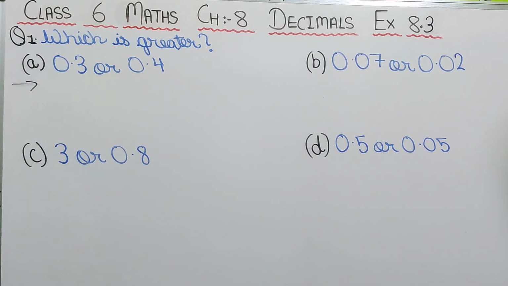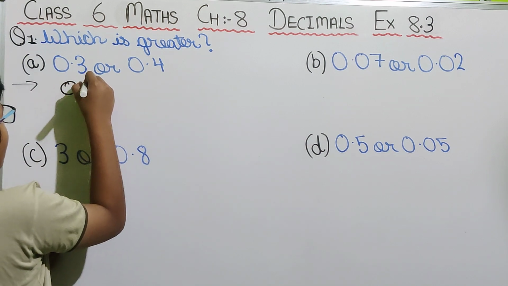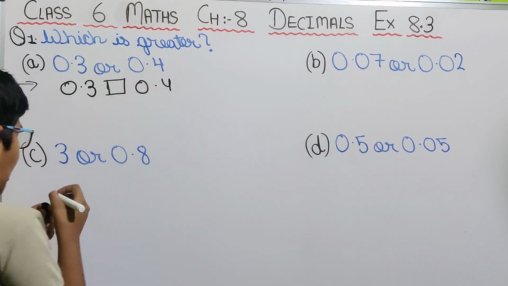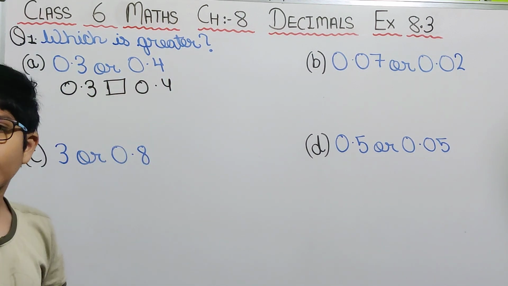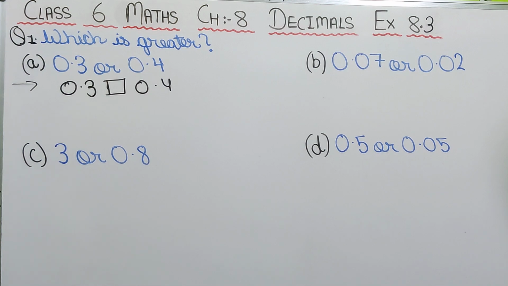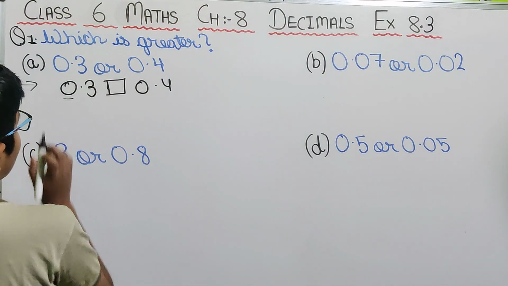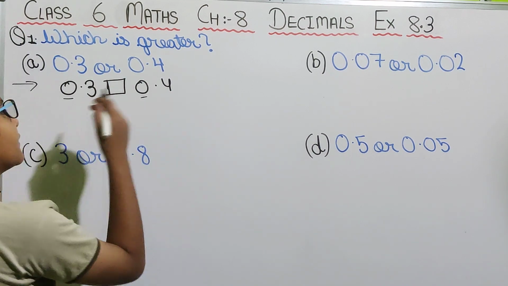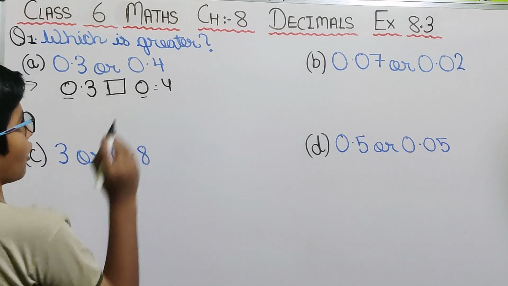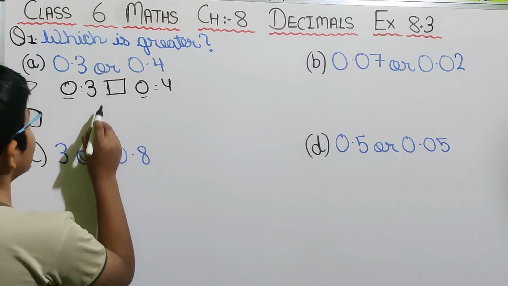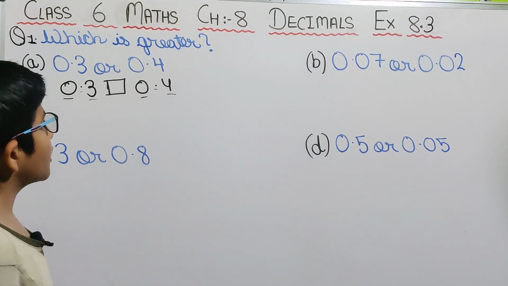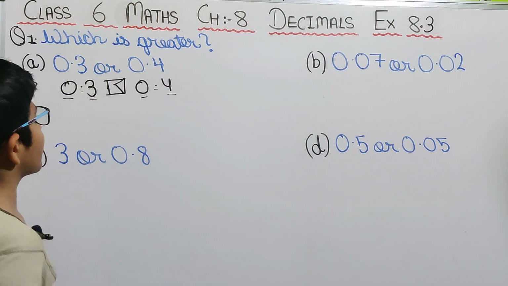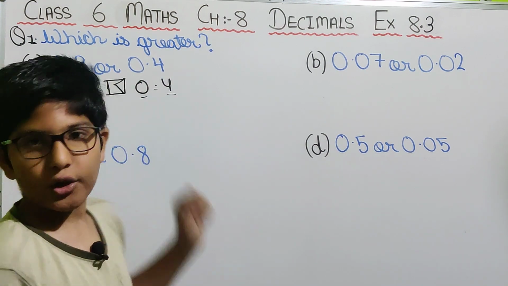Here 0.3 and 0.4. Now, how will we compare? First we will see the first digit. Which is the first digit? 0. Here also 0. Both have a point. After the point, here it is 3 and here it is 4. Which is bigger? 3 or 4? 4. So our correct answer is 0.3 is less than 0.4.